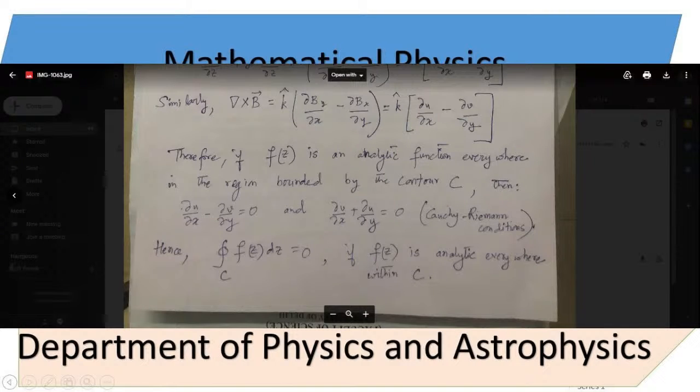Now, in complex variables, the convention is when I write integral f of z dz with a contour, I am going along the anti-clockwise direction. So therefore, if you integrate f of z dz along the same contour but in a clockwise direction, you pick up a negative sign. All right. I hope I have answered your question, Sahil.